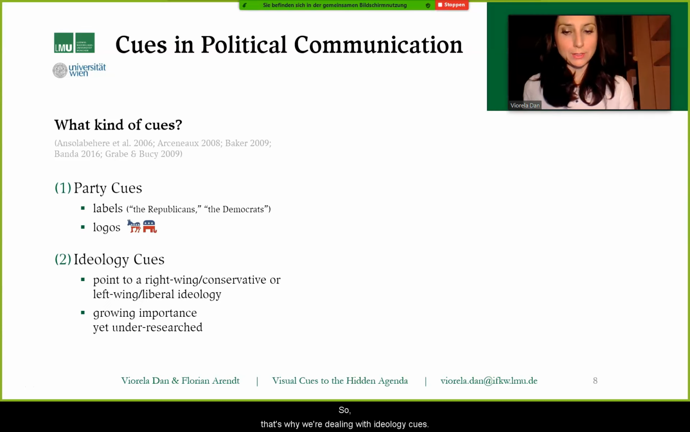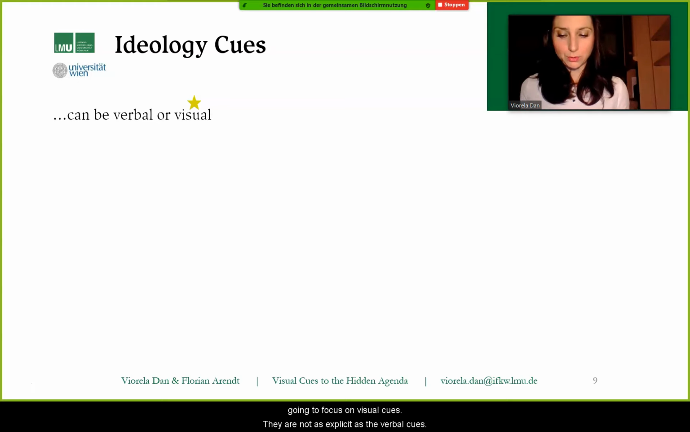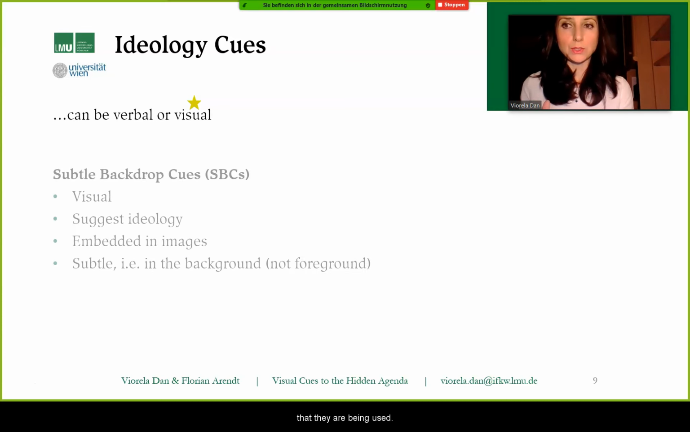Yes, so that's why we are dealing with ideology cues here, because of the research gap. So what do we know about ideology cues? We know that they can be verbal or visual, and for the reason I have just explained, we are going to focus on the visual cues. They are not as explicit as the verbal cues, but they are there, and anecdotal evidence suggests that they are being used.